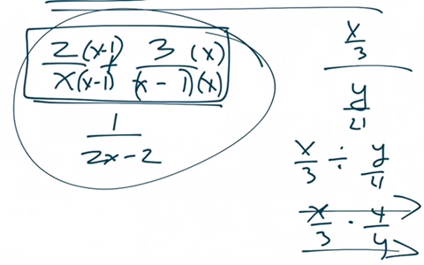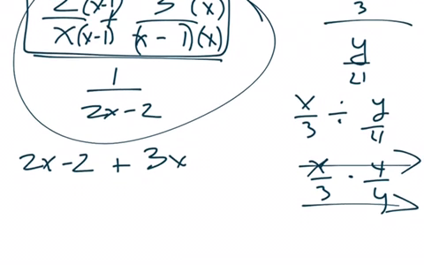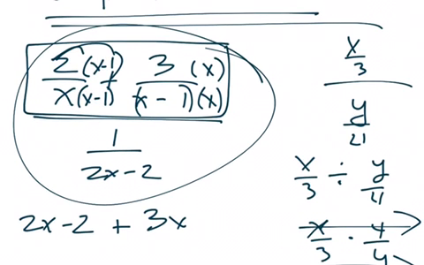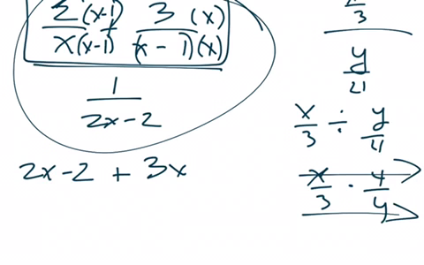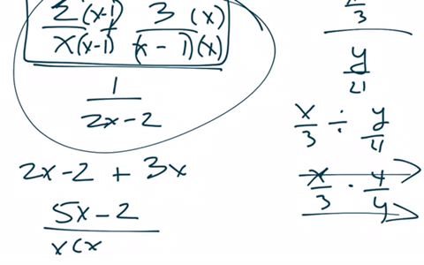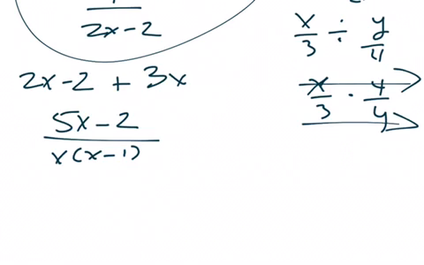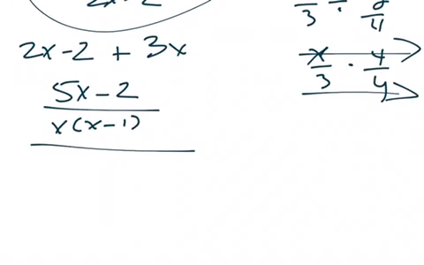So let's take a look at this. That's going to be 2x minus 2. It's a plus sign, plus 3x. That's what my numerator is going to be, all right? And we can combine that together and get 5x minus 2 over x times x minus 1. All right? And then that is divided by 1 over 2x minus 2.